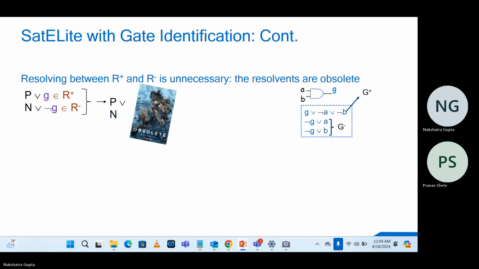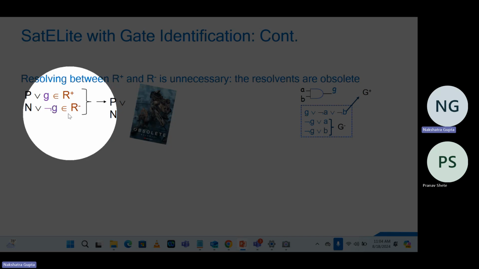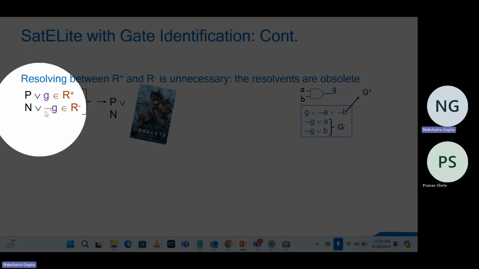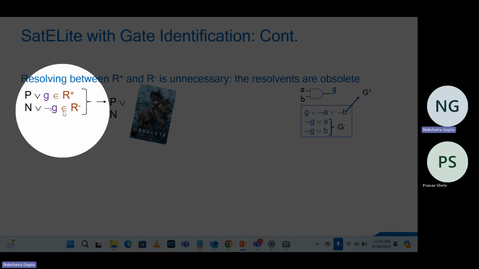So here we have an example clause, P or G, which goes to R plus because G is there, and N or non-G, which goes to R minus because non-G is there.